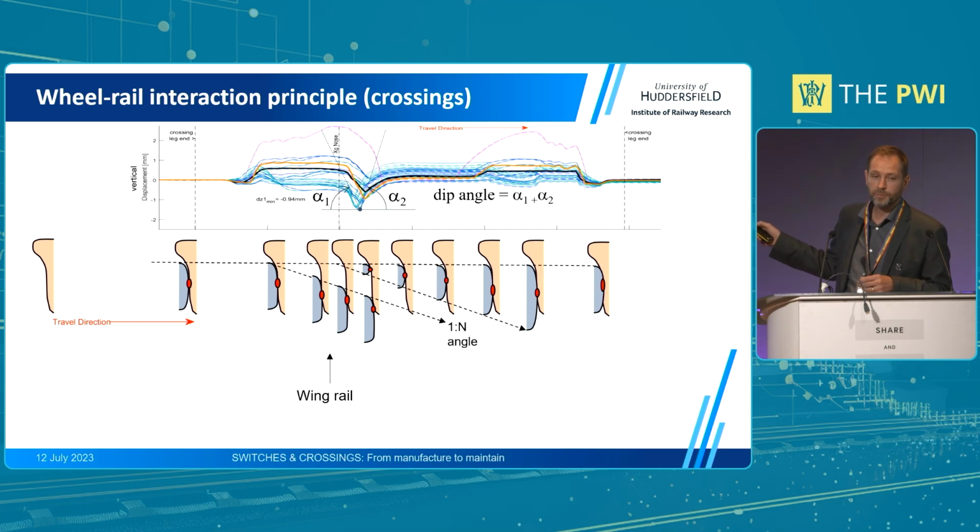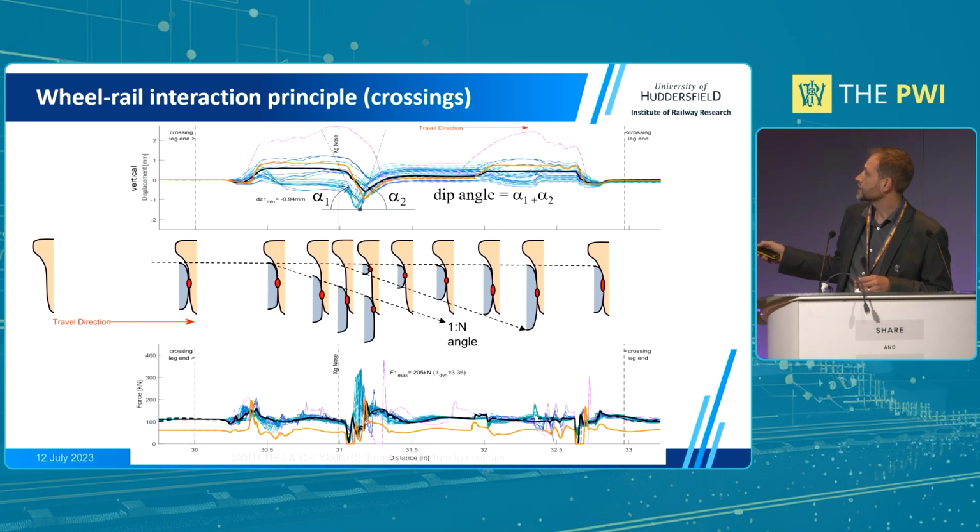These two angles make up the dip angle value, and that's where your dynamic amplification load occurs. So you get a very high force on the crossing nose, which is weaker than a normal rail, so you've got high stresses and deformation again.